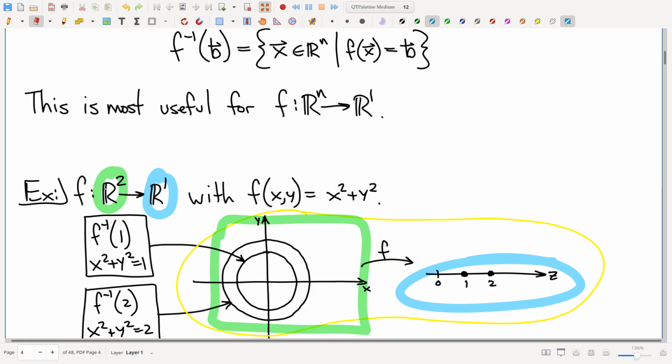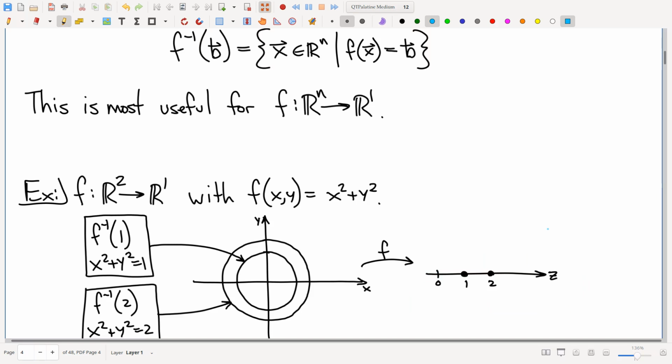All right, so here's how we form level sets. The big idea of a level set is you pick an output value from the target.